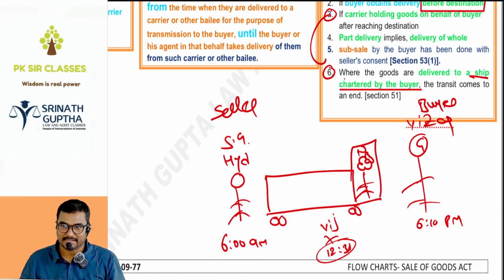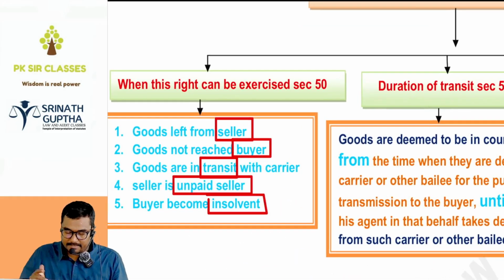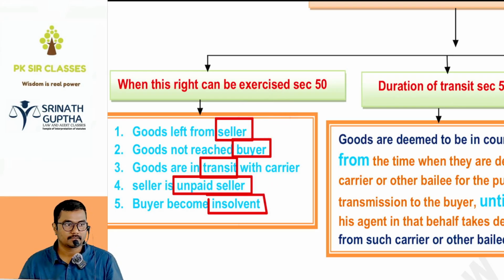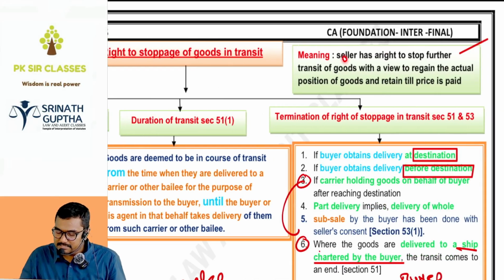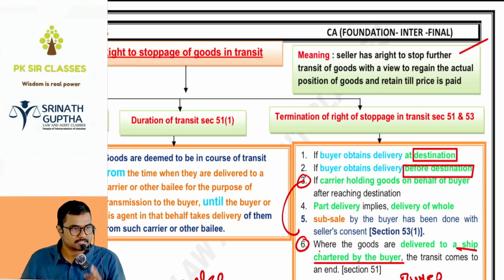Goods must be in transit, and the buyer must become insolvent. This right can be exercised if the conditions are satisfied: goods left the seller, not reached the buyer, goods in transit, seller is unpaid, buyer becomes insolvent. Then we can exercise the right to stop the goods in transit. What does it mean? The seller has the right to stop the further transit of the goods, stop the vehicle in between, with a view to obtaining the actual position of the goods. So we can stop the goods in the middle of transportation, stop the vehicle and bring back the goods.